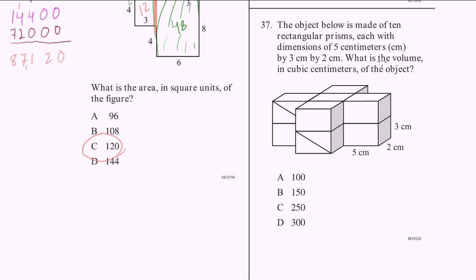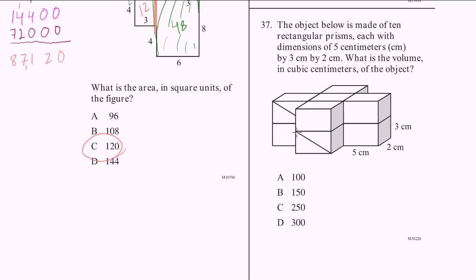Problem 37. The object below is made of 10 rectangular prisms. That just means these three-dimensional rectangular things, each with dimensions of 5 centimeters by 2 centimeters by 3 centimeters. What is the volume in cubic centimeters of the object? It's kind of this plus sign or cross looking thing.